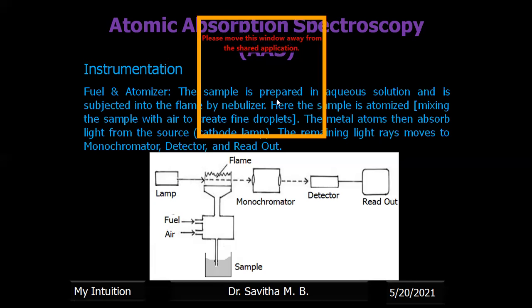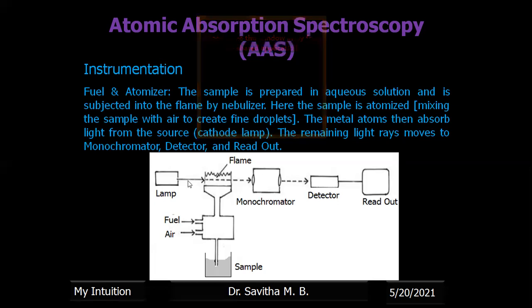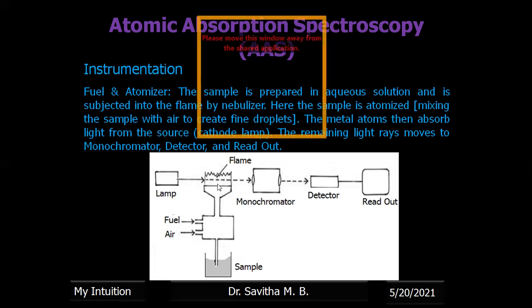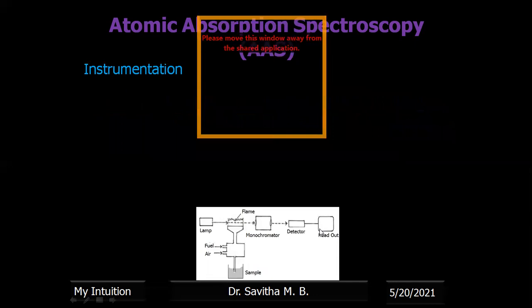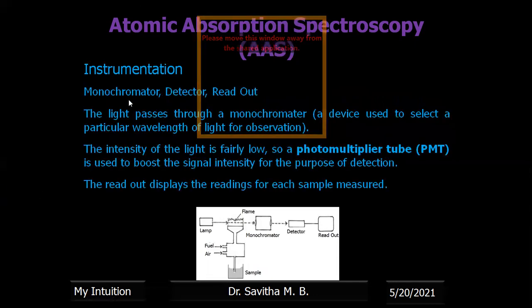The sample is prepared and subjected to the flame by a nebulizer. The sample is atomized, that means it is broken into atoms. The metal atom then absorbs the light from the source, that is the cathode lamp. The remaining light rays move through the monochromator and detector and are read out. If more metal atoms are present, absorption will be more. The detector will detect less light, since more atoms are there and less light passes through the monochromator. So the instrumentation has a monochromator, detector and readout.